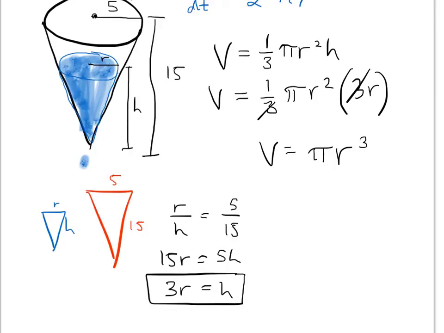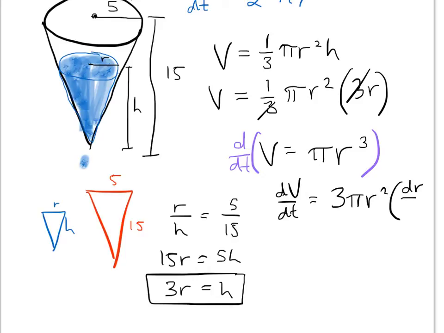Now, I know this is not the equation for the volume of a cone, but for this specific cone, it is, because we already established what the relationship was between radius and height. So now let's take our derivative and see where that leads us. The derivative with respect to time of all that will give us dV/dt equals 3 pi r squared dr/dt. You don't need those parentheses yet.